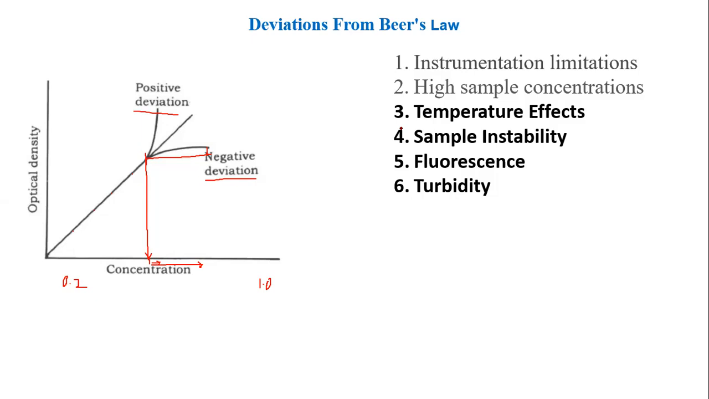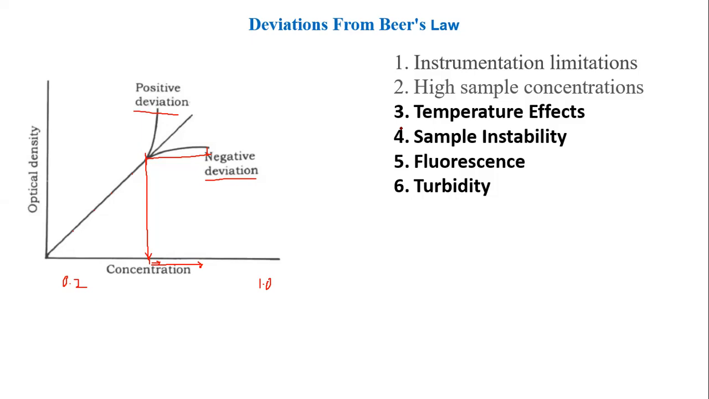Next comes sample instability. It is very common that biological samples don't remain stable beyond a particular limit. For example, we know that RNAs are quite unstable in the sense that they start to fragment. If we are checking RNA concentration after fragmentation, there could be a deviation in the absorption characteristics of the RNA molecule.